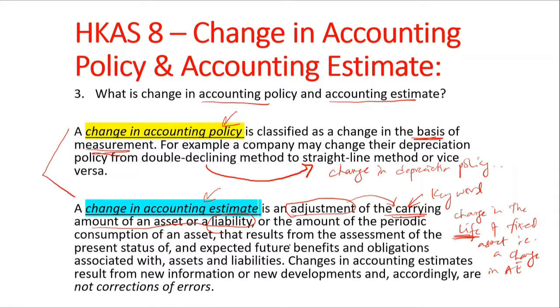So similarly here, they say that it results from the assessment of present status and expected future benefits and obligations associated with the assets and liabilities. So these are the changes that take place. So it changes the company's value of assets and liabilities. So any change which affects the carrying amount is called change in accounting estimate.